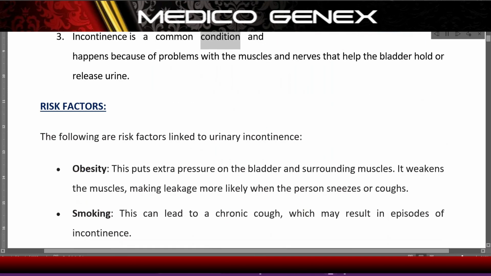Incontinence is a common condition and happens because of problems with the muscles and nerves that help the bladder hold or release urine. Risk factors. The following are risk factors linked to urinary incontinence. Obesity. This puts extra pressure on the bladder and surrounding muscles. It weakens the muscles, making leakage more likely when the person sneezes or coughs. Smoking. This can lead to a chronic cough, which may result in episodes of incontinence.